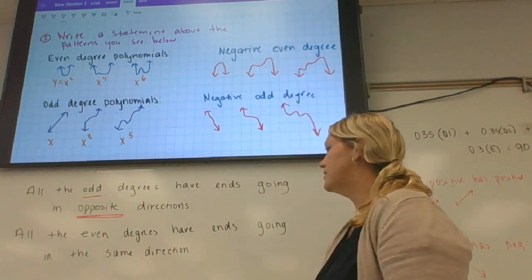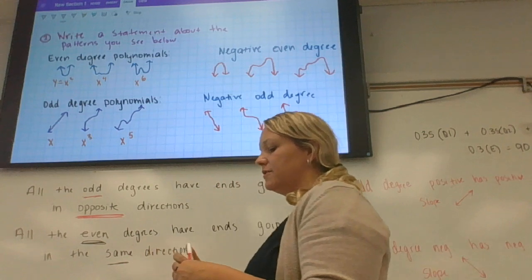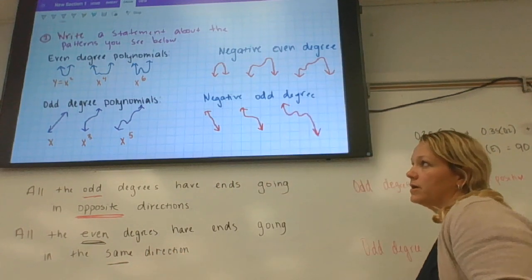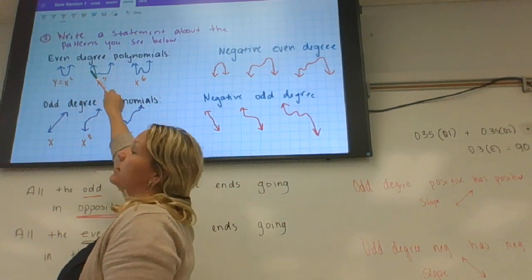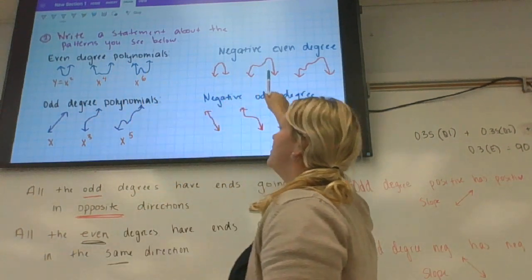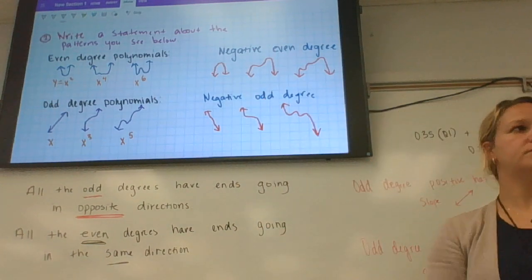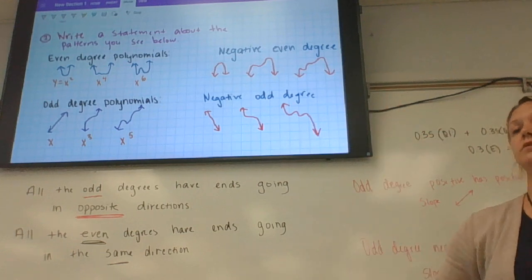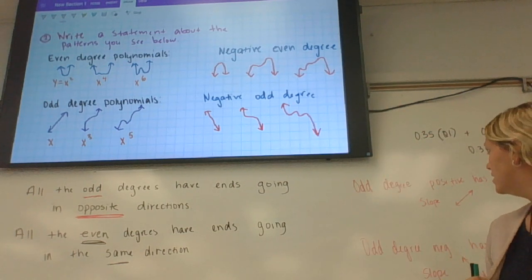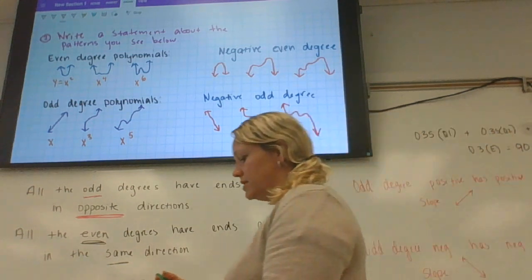The even degrees have ends going in the same direction. So it's very easy for me to see if you've graphed a polynomial correctly. If it's a fourth degree, the ends need to be going both up. Or if it's a negative fourth degree, the ends both have to be going down. Okay? So odd exponents go opposite directions, even exponents go the same. Okay, here's some more statements.